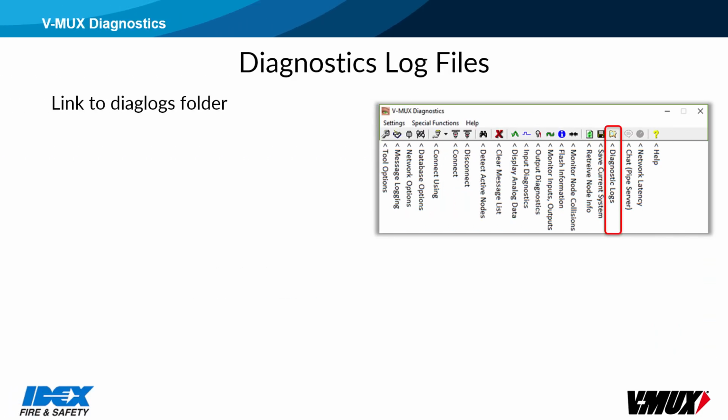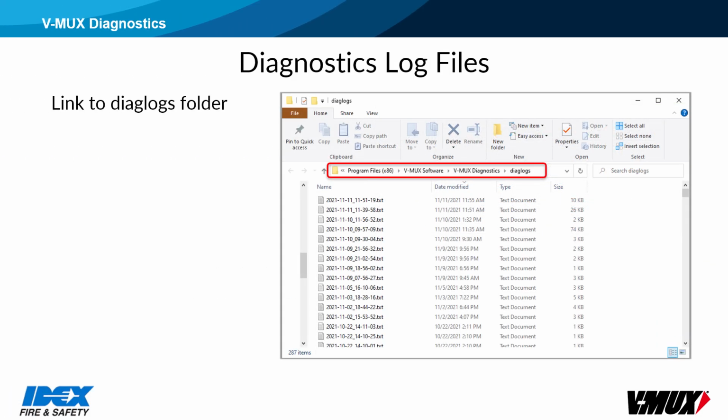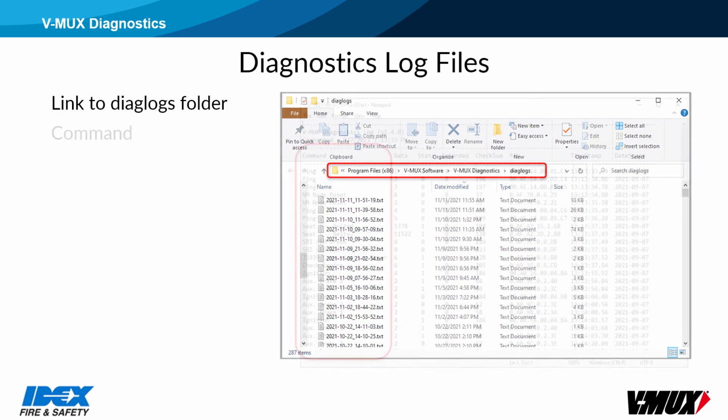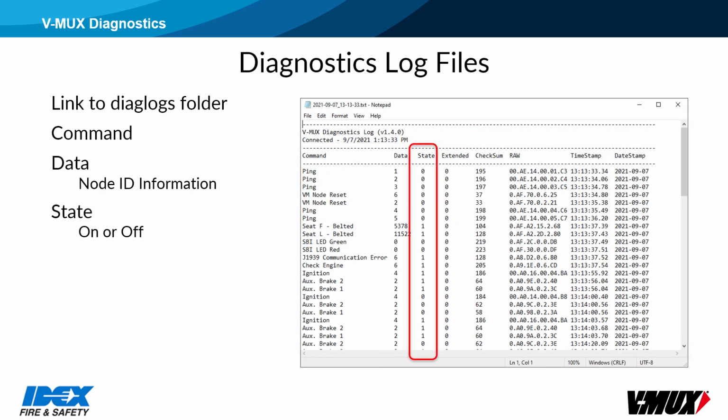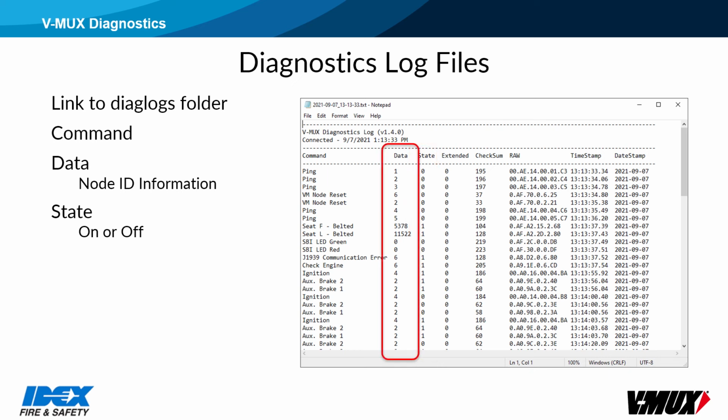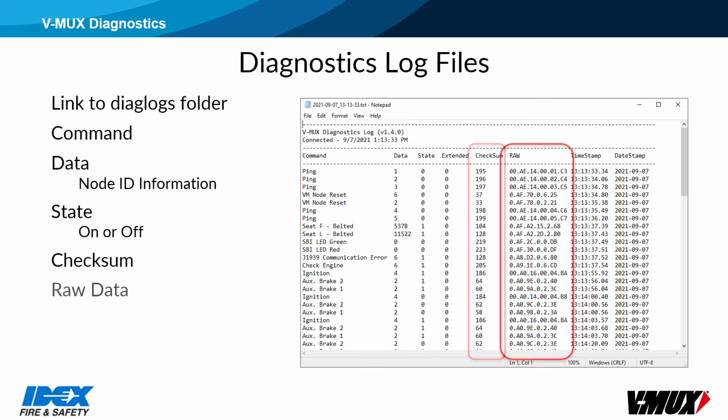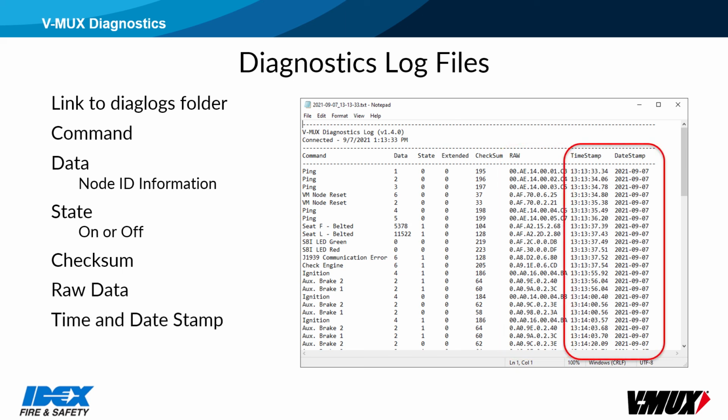The Diagnostic Logs button is a link to the folder that contains the log files. These are text files that show all messages that were seen during a diagnostics session. The command column shows the name of the command that was sent, and state indicates whether it was on or off. The data column will show which node the message came from, or data values for analog commands. We can also see the message checksum, raw message data, and date and time stamps for each message. The log files can be helpful in troubleshooting some intermittent problems.